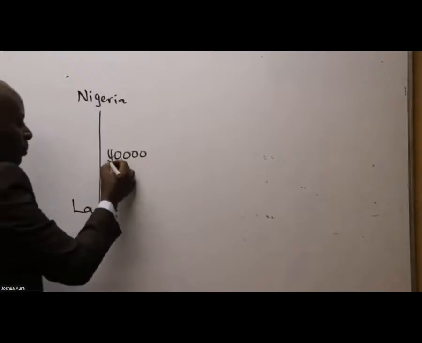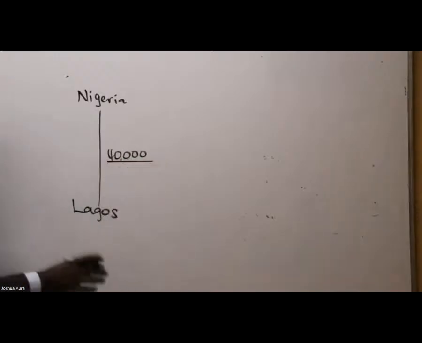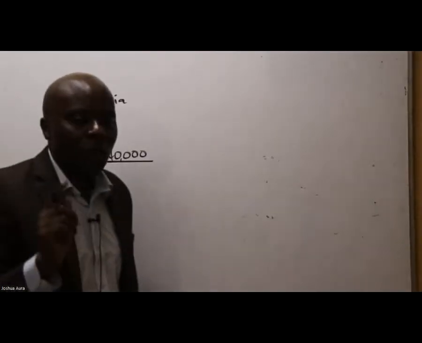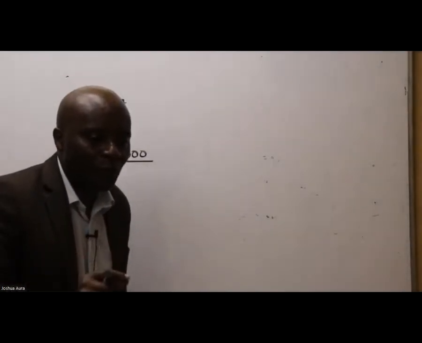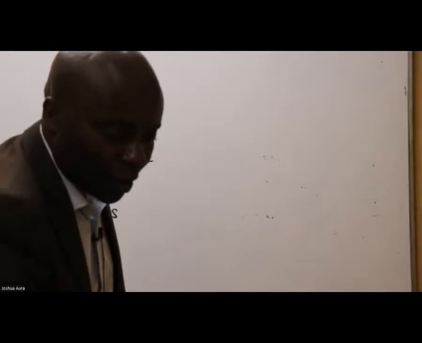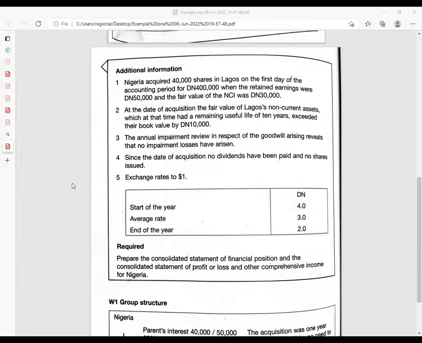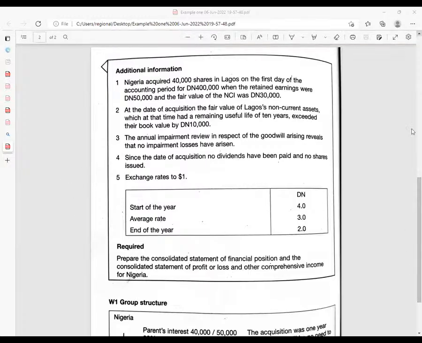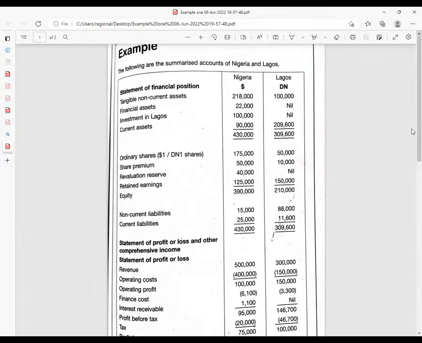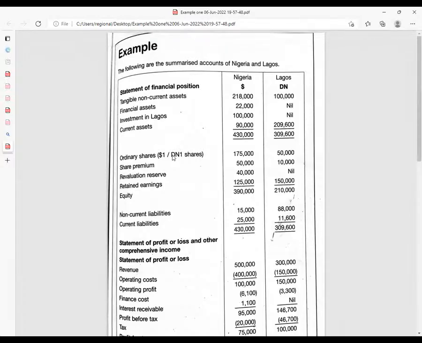I'm interested in knowing the percentage of this investment. We bought 40,000 shares of Lagos, so how many shares does Lagos have in full? Please go to the statement of financial position of Lagos and read the total number of shares. It's ordinary shares, DN1 shares, meaning that the par value is 1 across the board. So remember to get the number of ordinary shares.